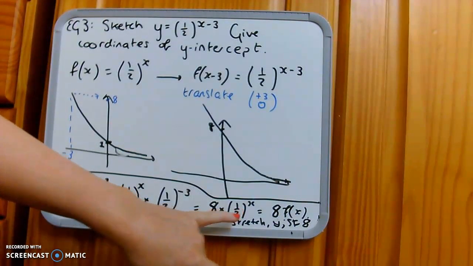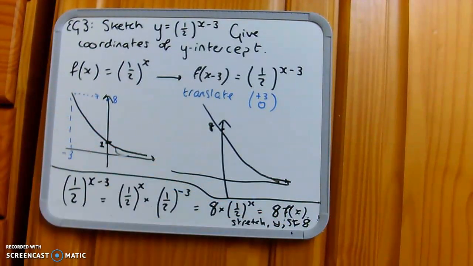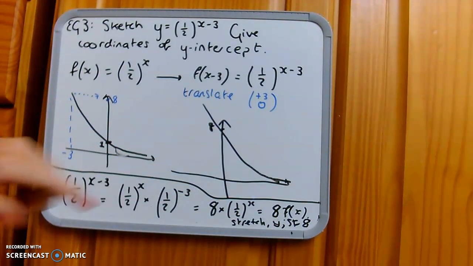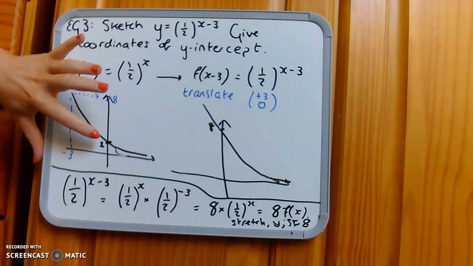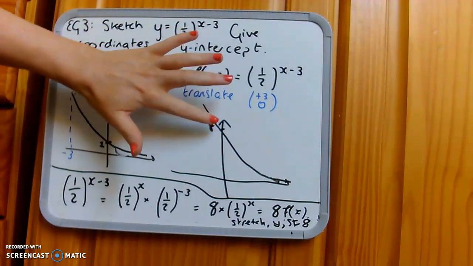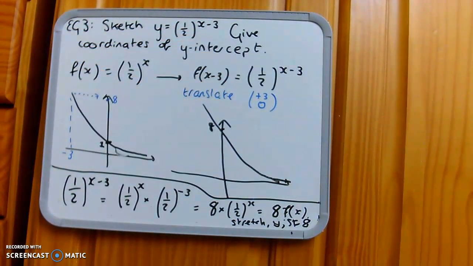So I'm doing 8 times a half to the power of x, or 8, which is a stretch in the y direction, scale factor 8. And that's exactly the same because where I have 1, I've now got 8. And it actually works all along, so either of those ways are valid.